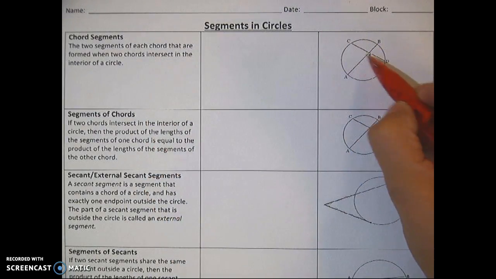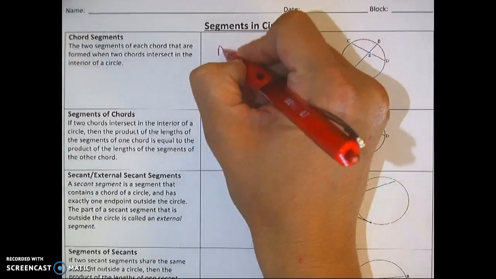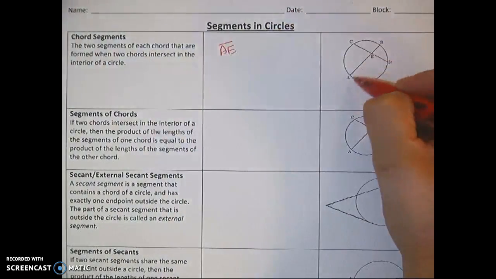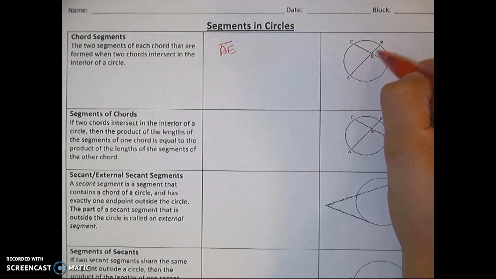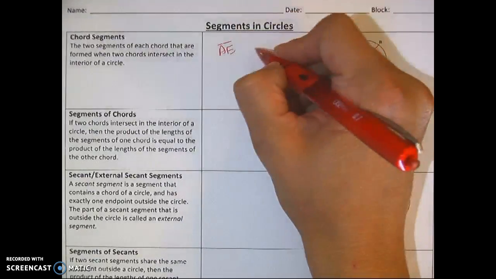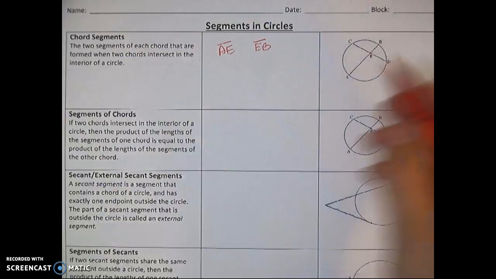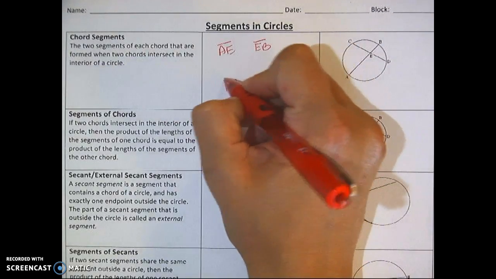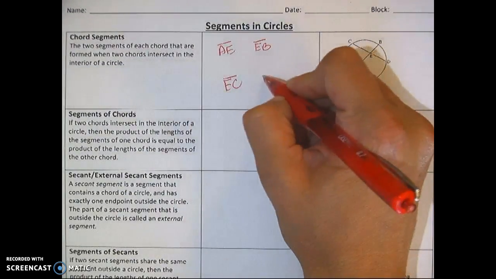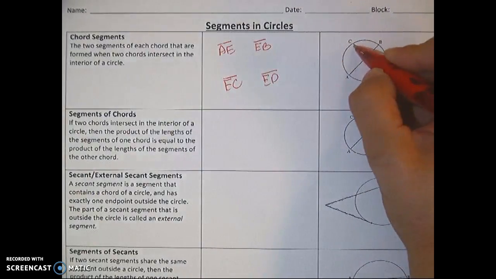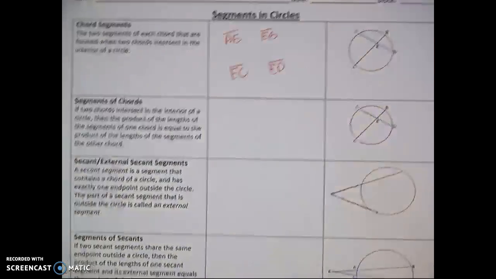So I have these two chords that intersect. AE is a chord segment of that first chord right here. EB is a chord segment of this chord AB. The other two chord segments would be EC and ED, which are chord segments of this segment CD.